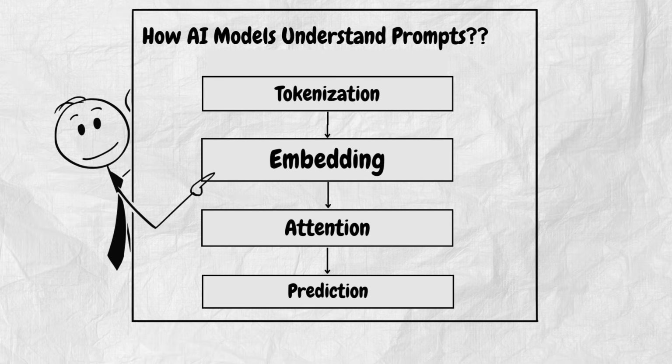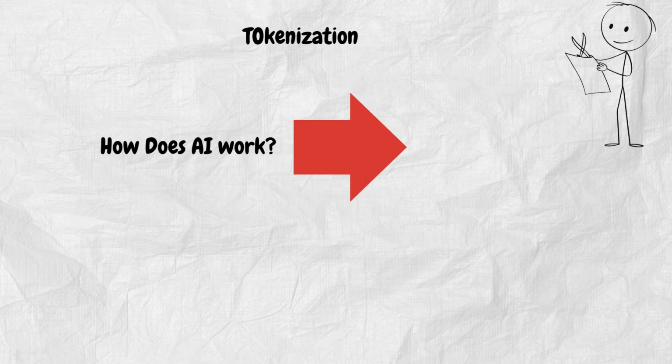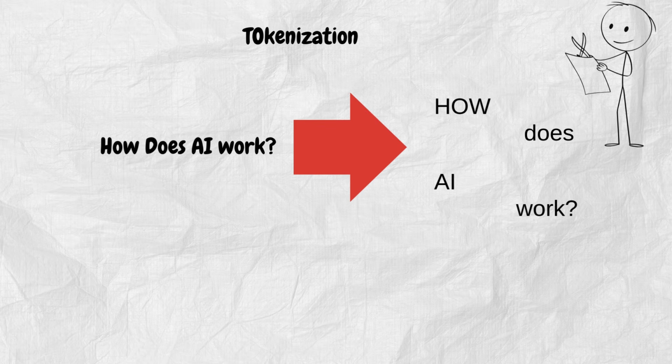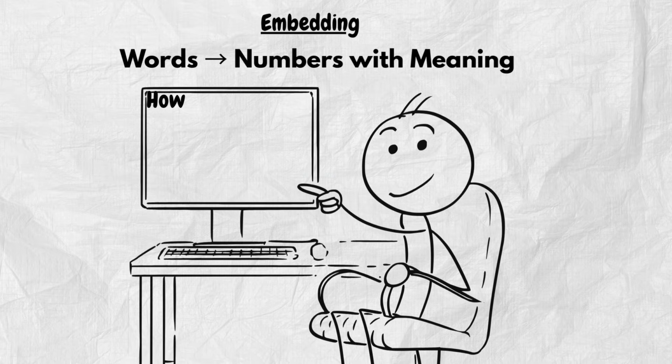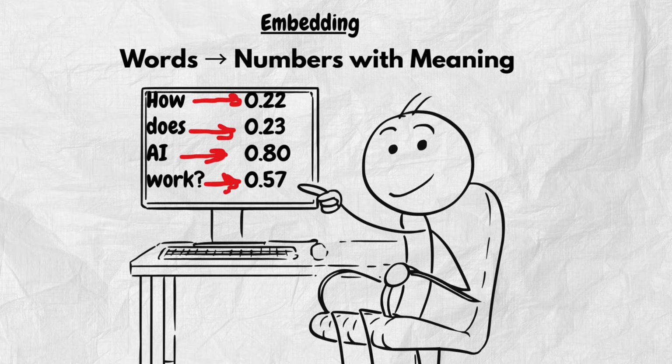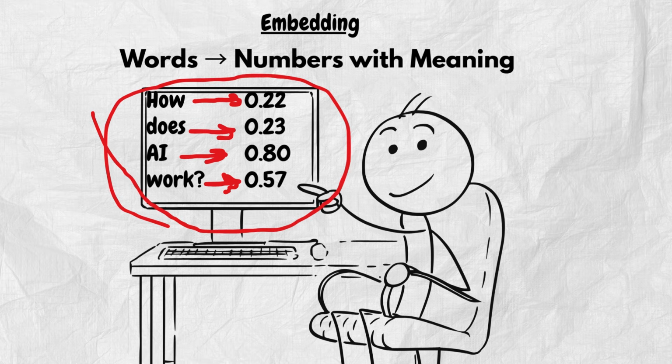First, the AI breaks your sentence into smaller pieces called tokens. For example, "how does AI work?" becomes "how," "does," "AI," "work," "?". These are easier for the model to process. Next, tokens are turned into numbers called embeddings. Each word becomes a vector that represents its meaning in math form, like this.